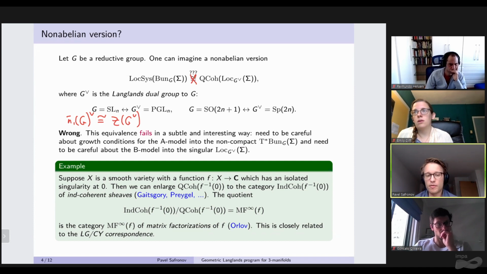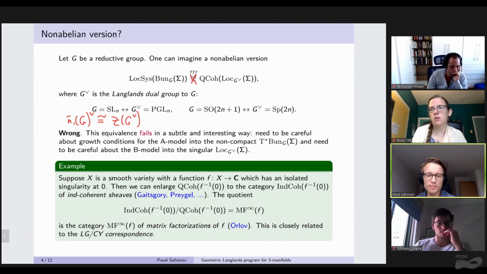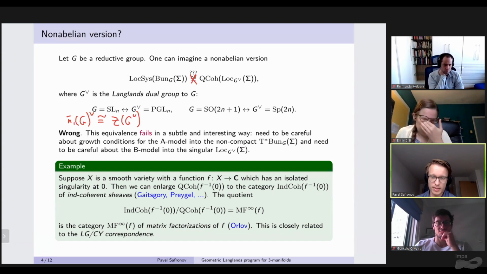So here's a simple example of a B model on something singular. Let's take just a smooth variety with a potential f, which has an isolated singularity at the origin. Well, the naive answer for the B model would be just the category of quasi-coherent sheaves on that hypersurface, which is f inverse image of 0. But you can actually enlarge this category of quasi-coherent sheaves to what's called the category of ind-coherent sheaves. These were studied by Gaitsgory, Frenkel, and many other people. I will not define what I mean by that. You should just think that you allow more objects in that category.